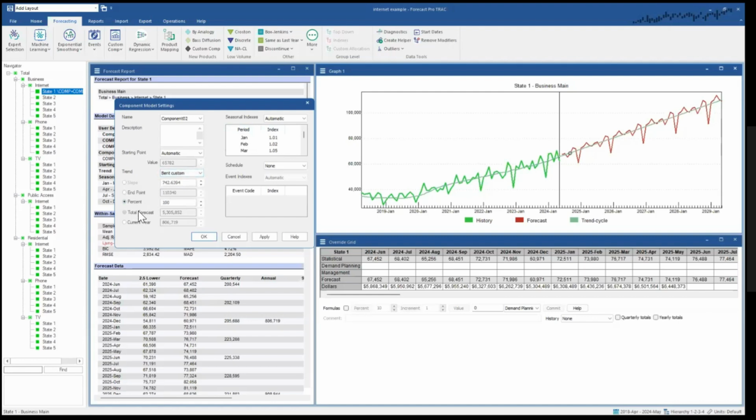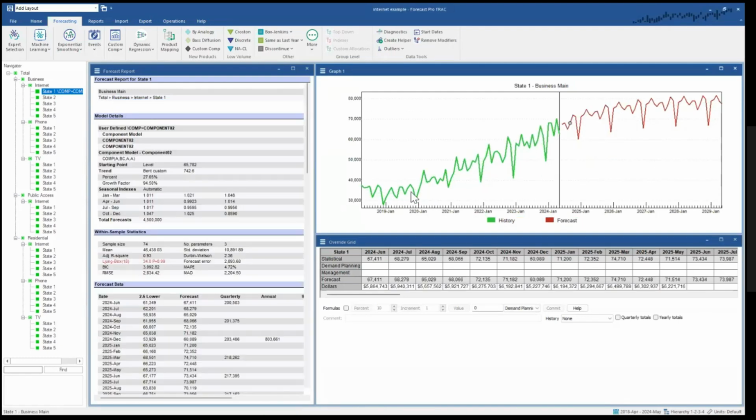And I could do it several different ways, but I'm going to do it by changing the total forecast. So the total forecast currently is 5,305,000. But let's say I want to change it to 4,500,000. Let's see, hopefully I got my zeros right there. And let's let that fly. And what you can see is now instead of that straight line trend, it's now bent. And that forecast will sum to 4.5 million.